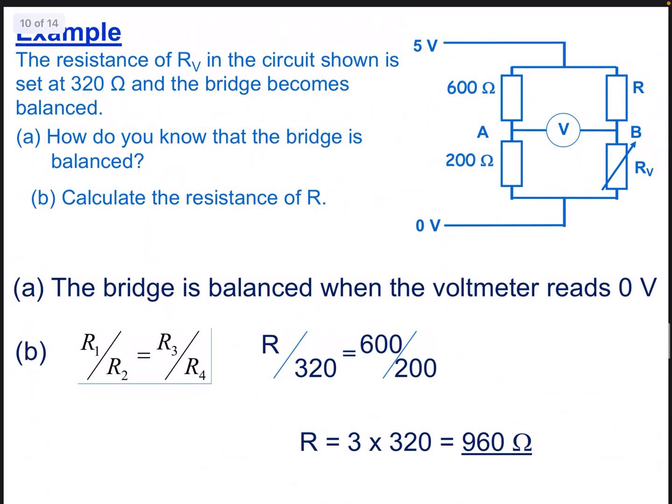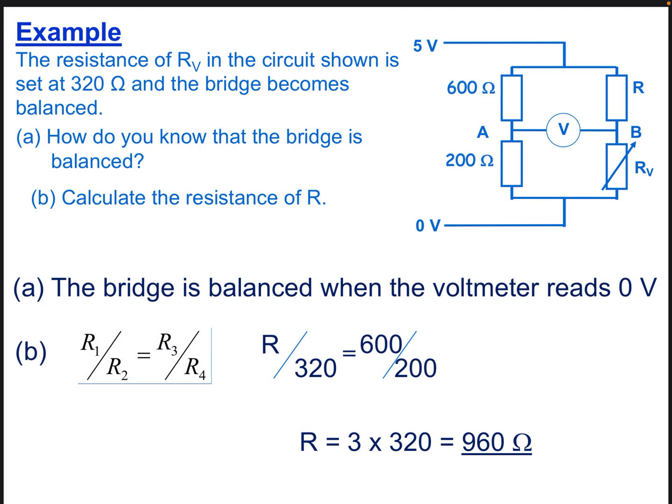So there it is again, the question's still there, I just made it a bit smaller. So how do we know that the bridge is balanced? The answer to that is just the bridge is balanced when the voltmeter reads 0 volts. Then it's asking us to calculate the resistance of R. So we know that if it's balanced, that R1 over R2 equals R3 over R4, so then it's just a case of sticking the numbers into that formula, and then from that working out the one that we don't know.